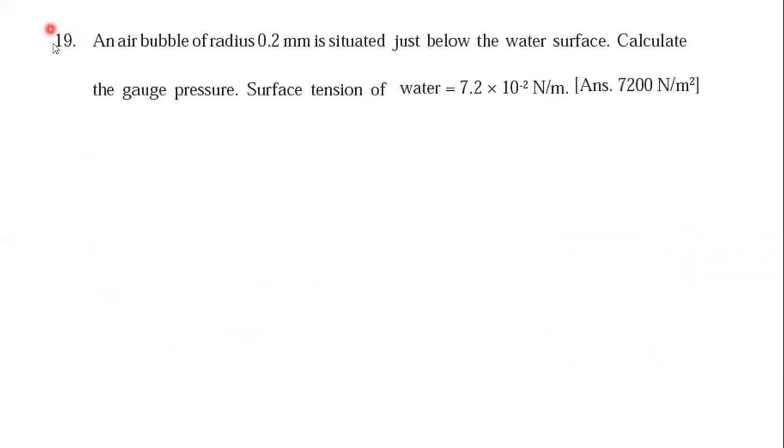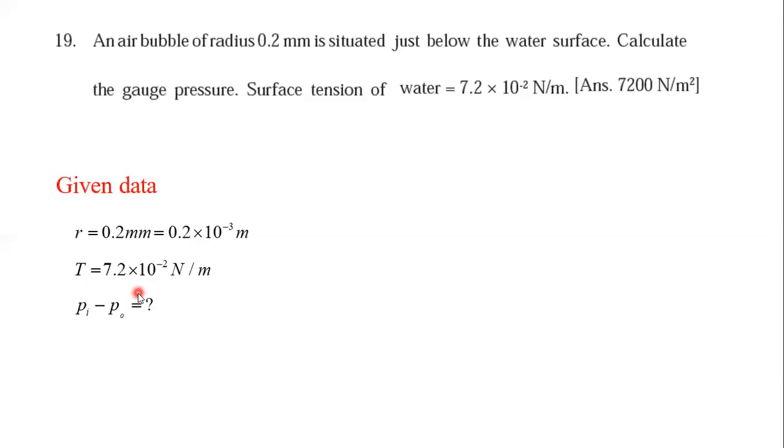Next question is problem number 19 from the exercise. An air bubble of radius 0.2 mm is situated just below the water surface. Calculate the gauge pressure. Surface tension of water is 7.2 into 10 raised to minus 2 Newton per meter. Now given R is 0.2 mm, which is converted into meters by multiplying by 10 raised to minus 3. Surface tension is 7.2 into 10 raised to minus 2.